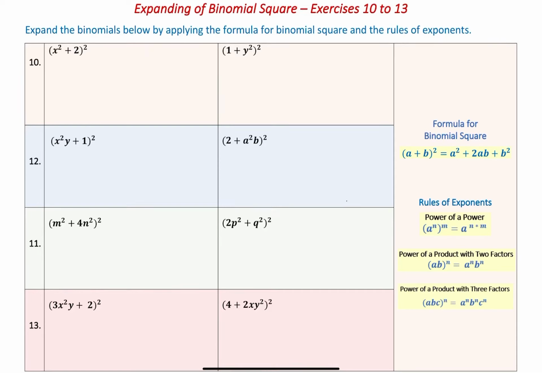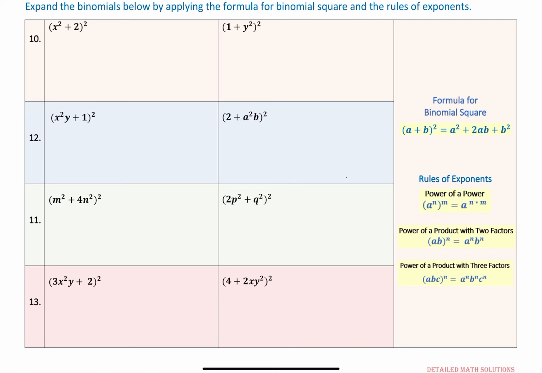Expanding of binomial square, exercises 10 to 13. Expand the binomials below by applying the formula for binomial square and the rows of exponents provided on the right-hand side of the screen. I'm going to use the formula (a + b)² = a² + 2ab + b². I'm also going to use the following rules of exponents.